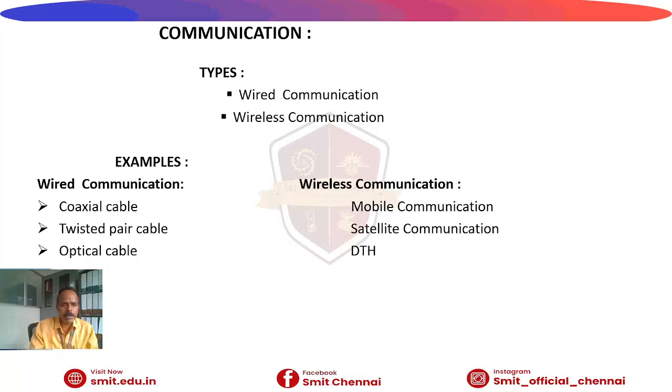The typical wired communication examples are coaxial cable, twisted pair cable as well as optical fiber cable. For the wireless communication mode, we can have mobile communication, satellite communication as well as DTH or we can say DBS, direct to home or digital broadcast services.